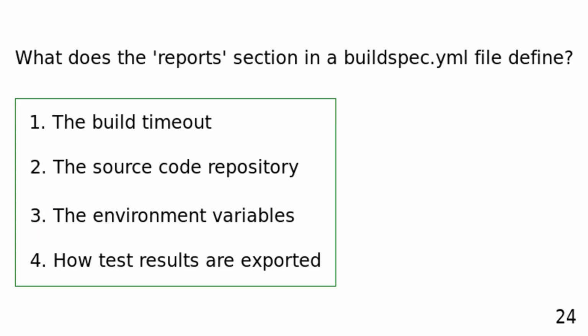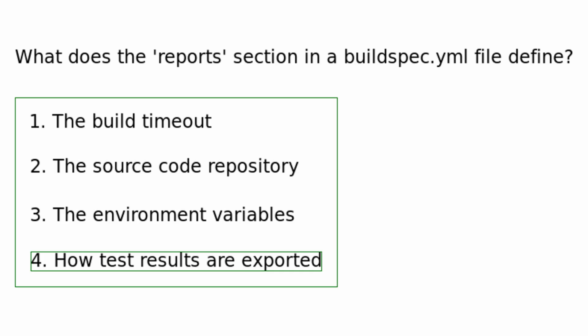What does the reports section in a buildspec.yml file define? The build timeout. The source code repository. The environment variables. How test results are exported. The reports section in a buildspec.yml file defines how test results are exported to Amazon S3 or other destinations.